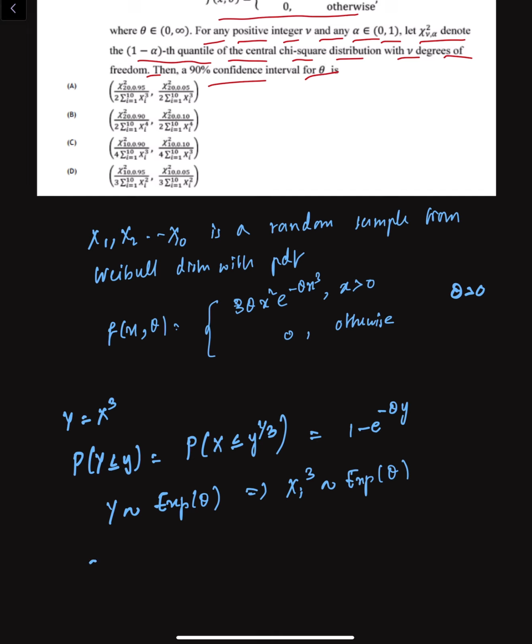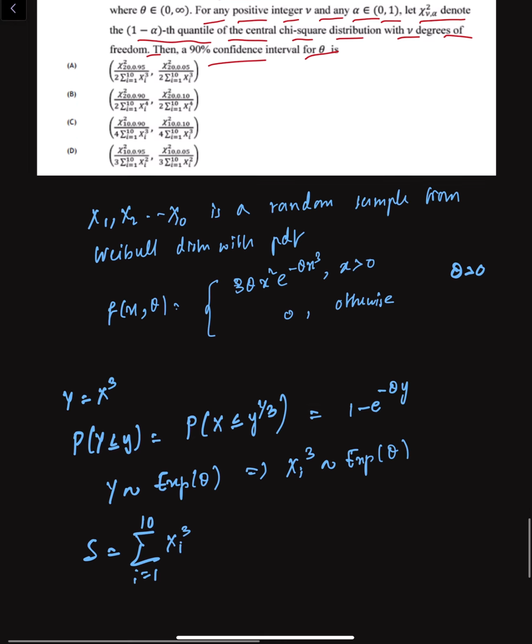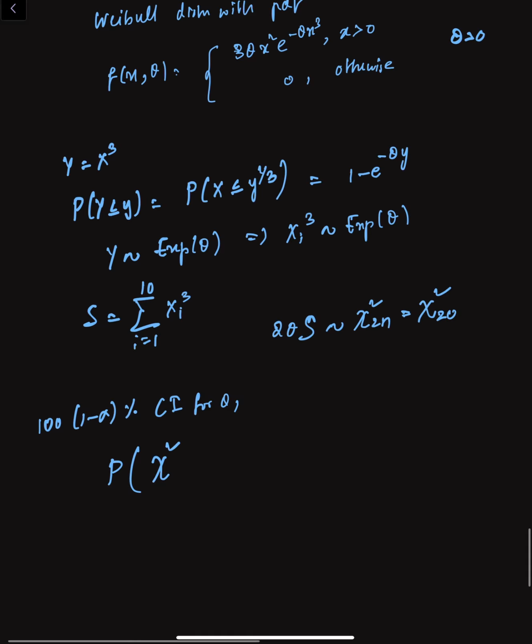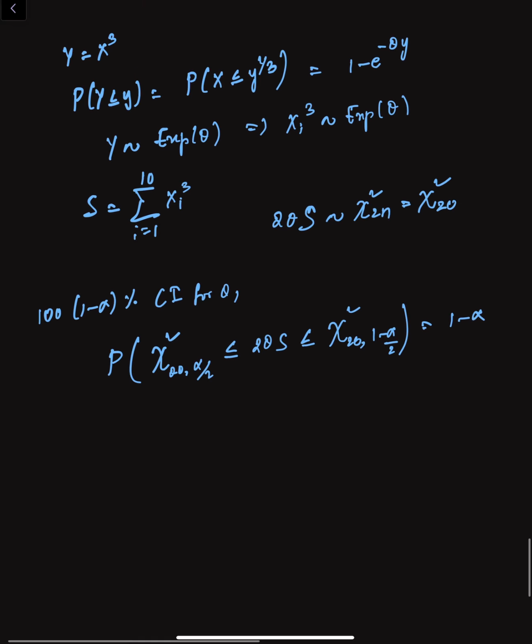Now if we consider the distribution of this sum, s equals the sum over i equals 1 to 10 of xi cube, then 2 theta times s follows chi square with 2n degrees of freedom. So that means this follows chi square with 20 degrees of freedom. So the 100 times 1 minus alpha confidence interval for theta would be probability of chi square 20 comma alpha by 2 less than or equal to 2 theta s less than or equal to chi square 20 comma 1 minus alpha by 2, which is nothing but 1 minus alpha.